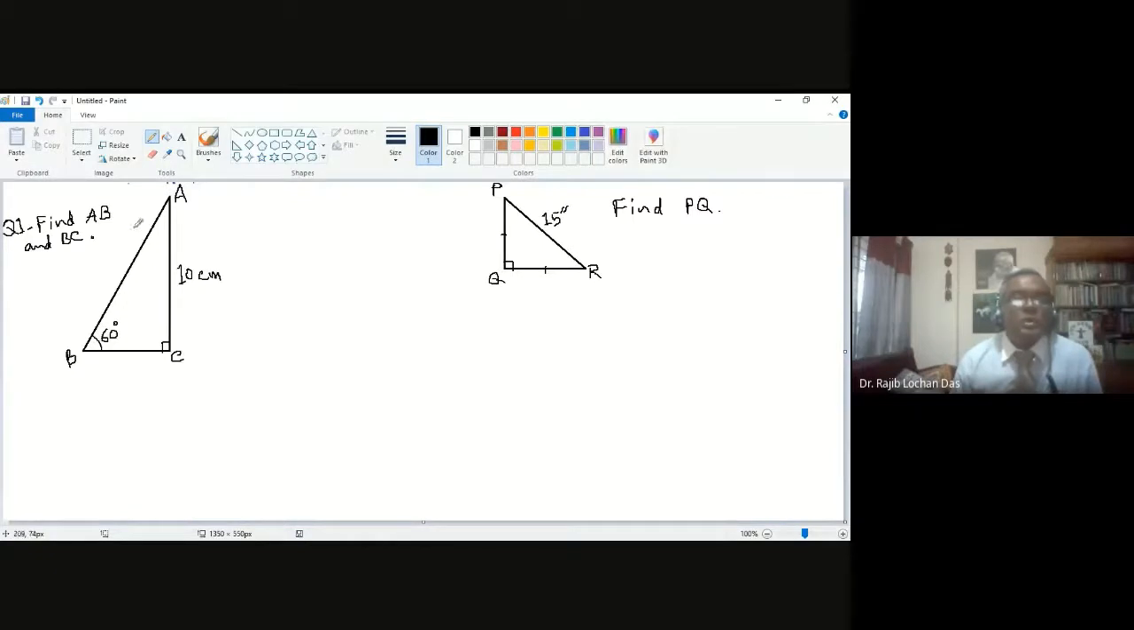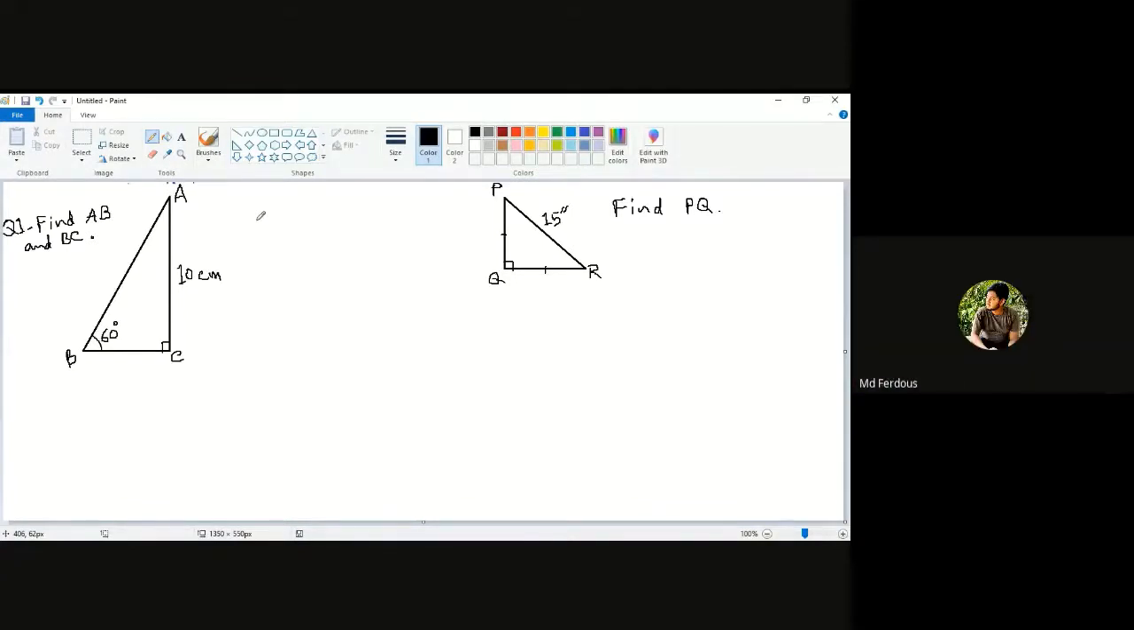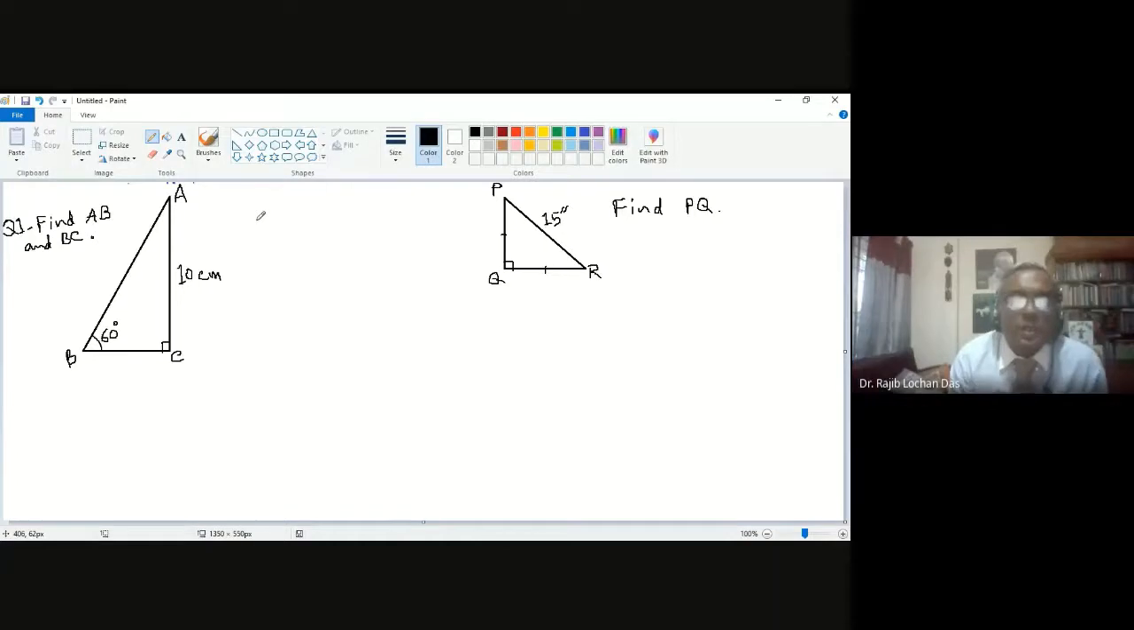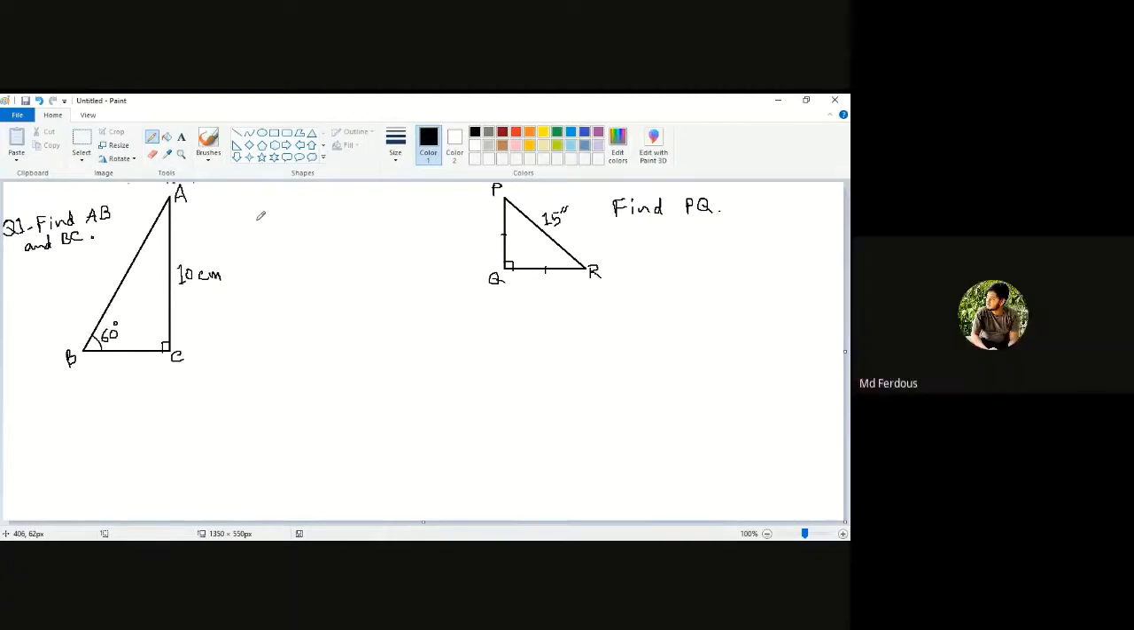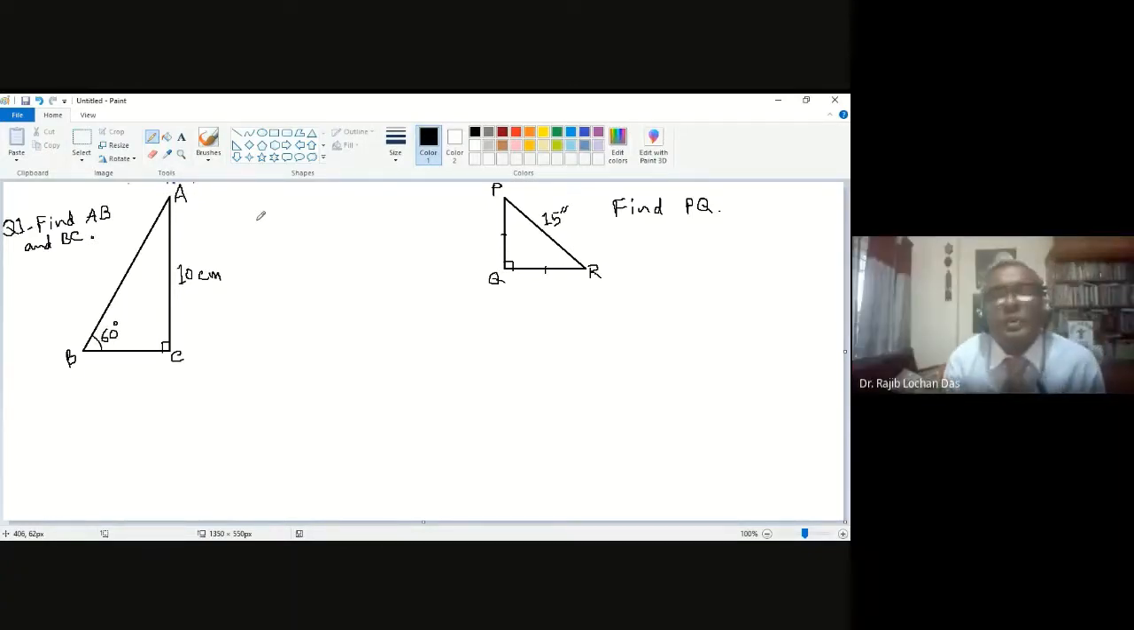For the first one, the left side one, what will you do now? Who can tell me what formula you use to find it out? Sir, AB square is equal to AC square plus BC square. Okay, AB square equal to AC square plus BC square, but you need another side, otherwise AB will not come. Okay, then what to do?